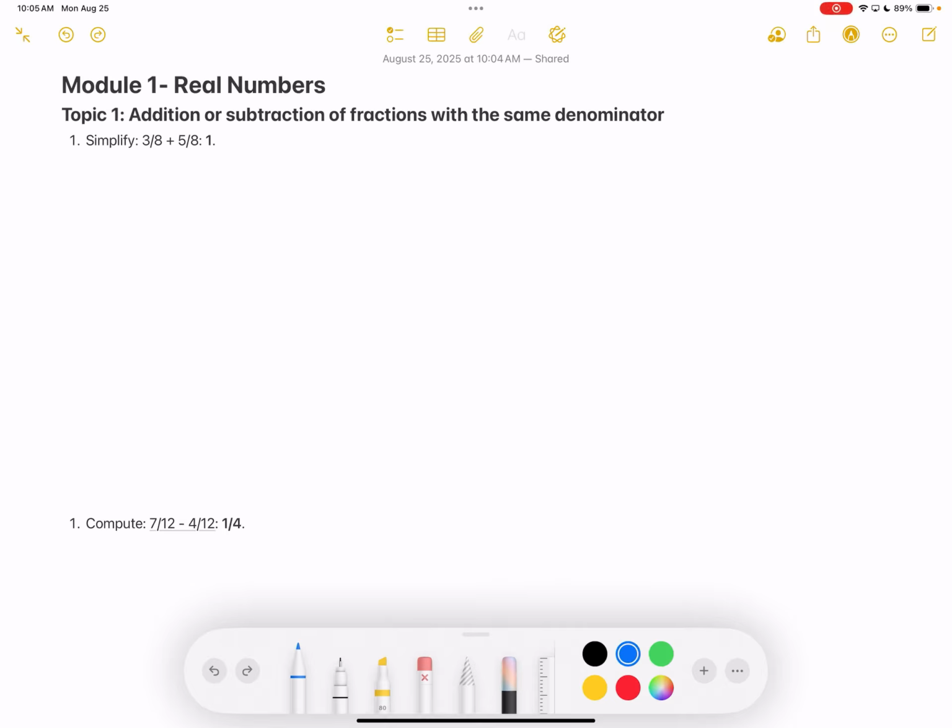So the first thing is adding and subtracting fractions with the same denominator, so 3/8 plus 5/8. When fractions have the same denominator, you always keep the denominator the same. You don't change the denominator, you just add the numerator. So I have 3 parts of 8 plus 5 parts of 8. 3 plus 5 would be 8, and then 8 over 8 is just 1.